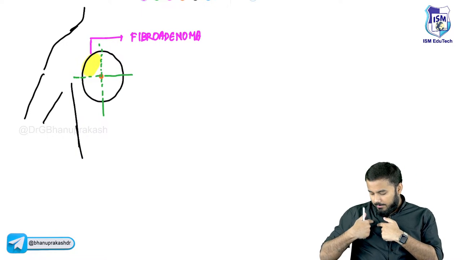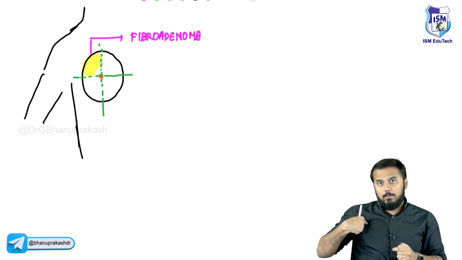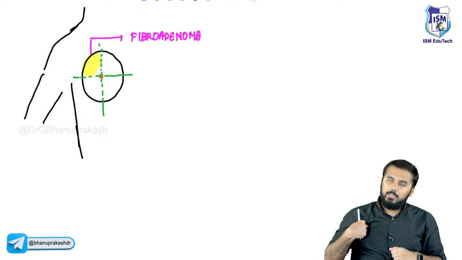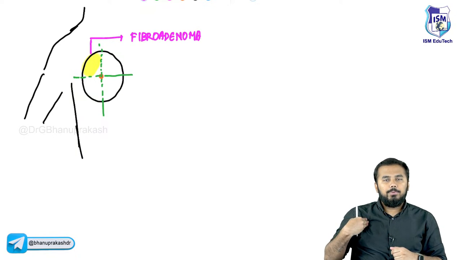Fibroadenoma. So, if you are dividing the breast like this, exactly here in the upper lateral quadrant, you have got breast cancers. Chalo, theek hai. There is a breast cancer. There is a lump here. She went near a doctor. Let us say she is 42 years old. She went near a doctor.